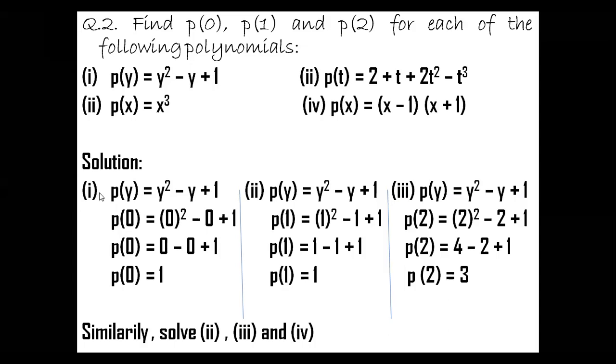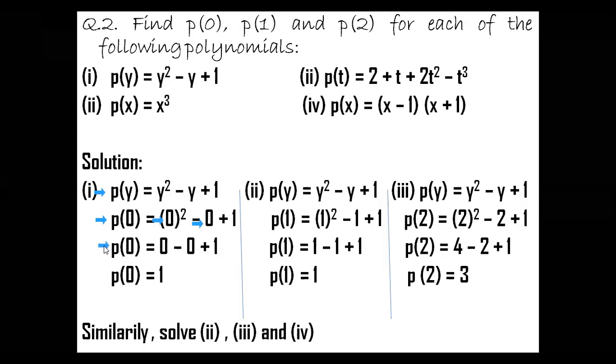Now let us take the first question. So what I shall do first is replace the value of y by 0, that is P of 0. So wherever I could find y, I have replaced it by 0. So instead of y square, I'll write 0 square minus 0 plus 1. Yeah, so let me solve it.